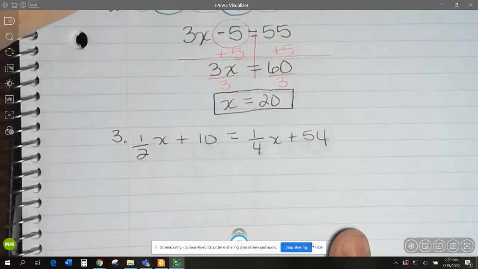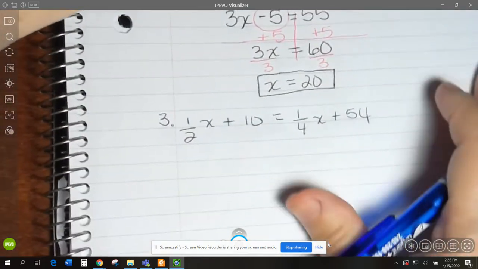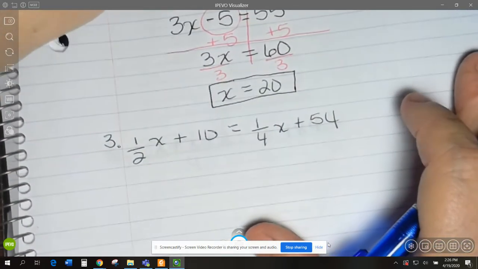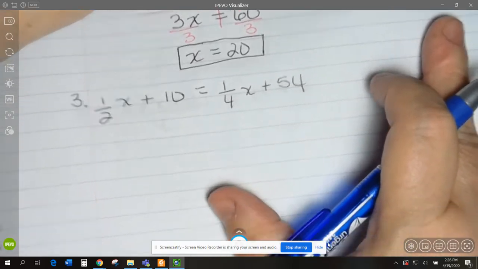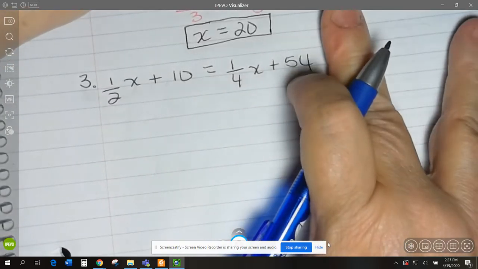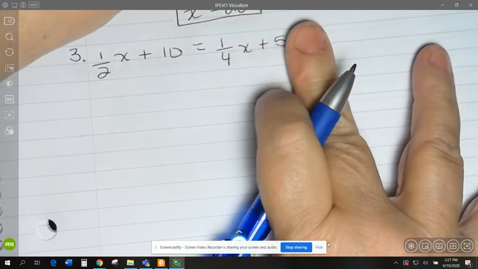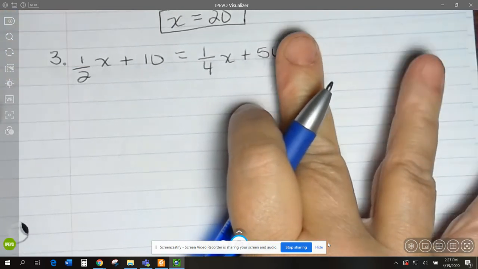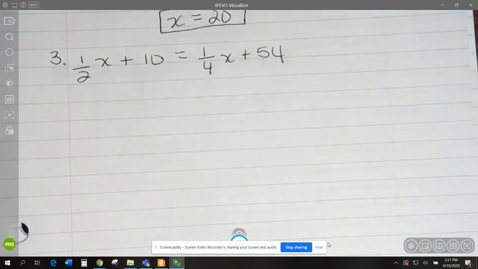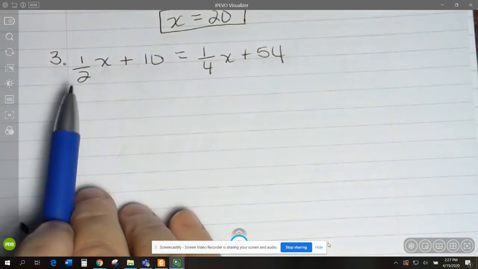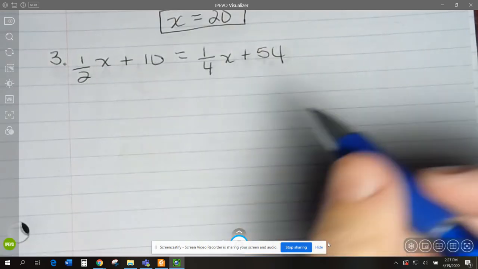Problem 3 has fractions, and I know we don't like fractions, but we're going to do just fine on them. In fact, we're going to get rid of all these fractions. And how are we going to do it? We're going to multiply by our least common multiple between 2 and 4. 2 and 4 are denominators.